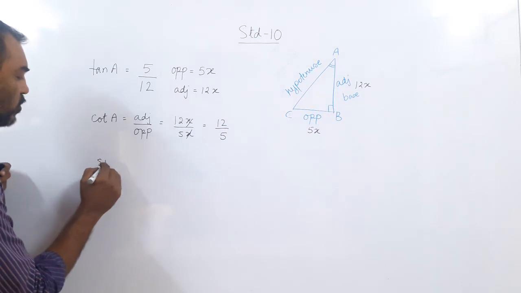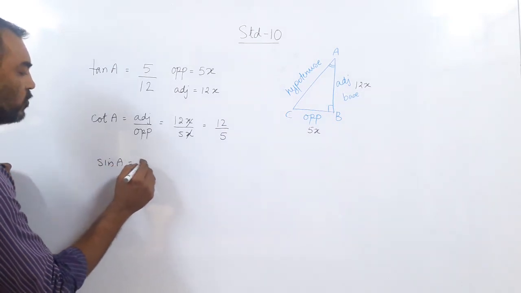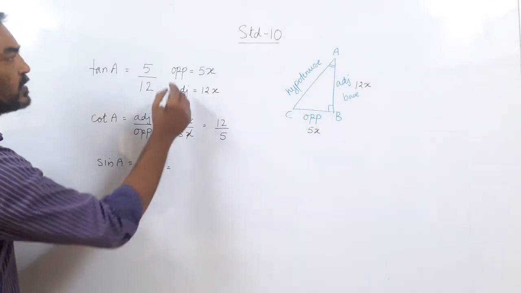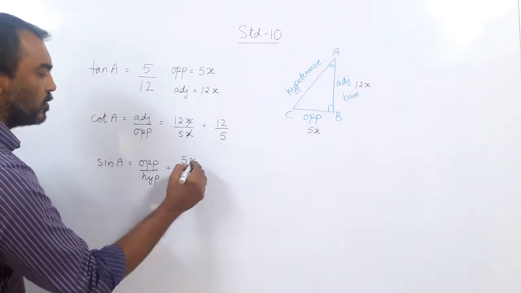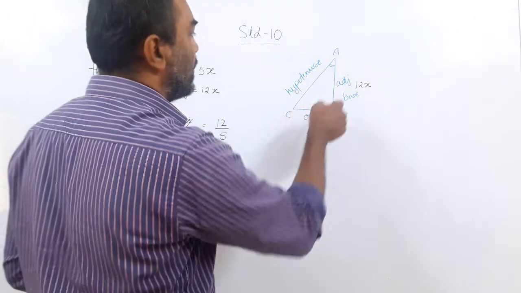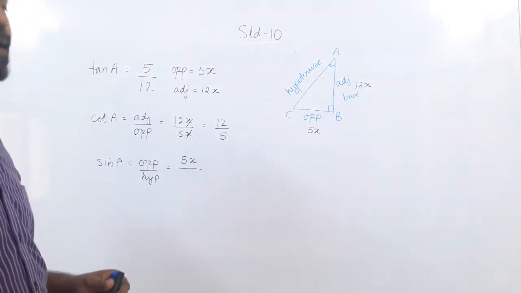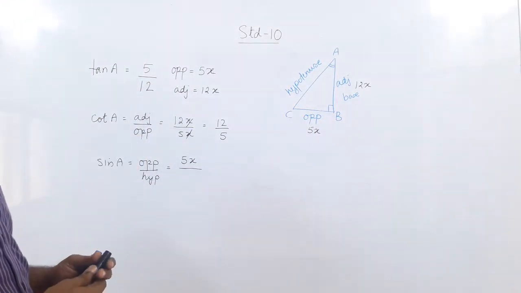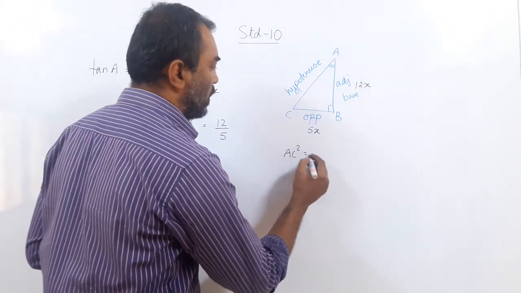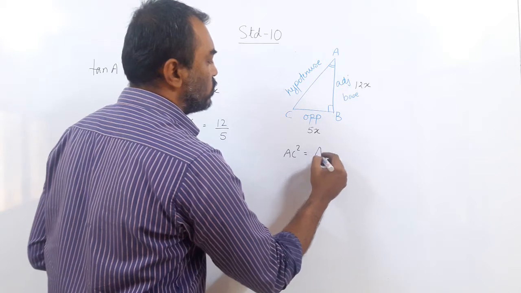Now let us find the sine of the angle A. It is the ratio of the opposite to the hypotenuse. The opposite side is 5x. The hypotenuse is not given. So how do we find the hypotenuse? You already know it is a right angle triangle, and to find the hypotenuse we'll use the Pythagoras theorem. So the hypotenuse square, AC square, equals the sum of the squares of the other two sides.